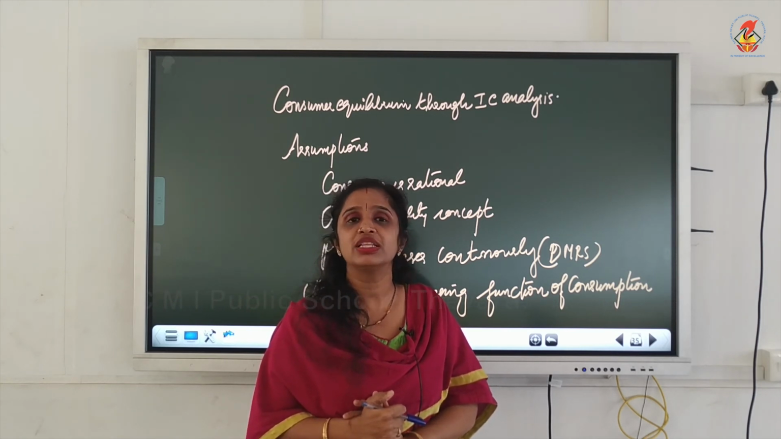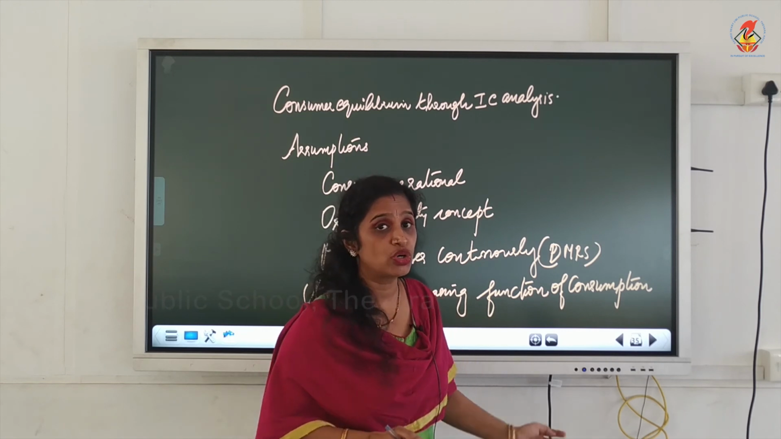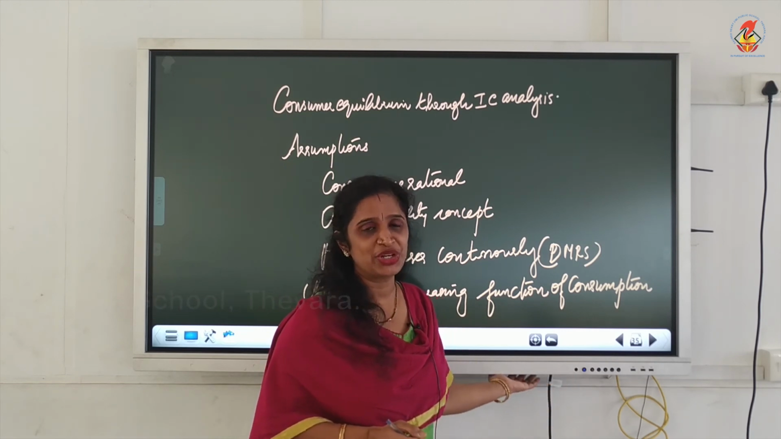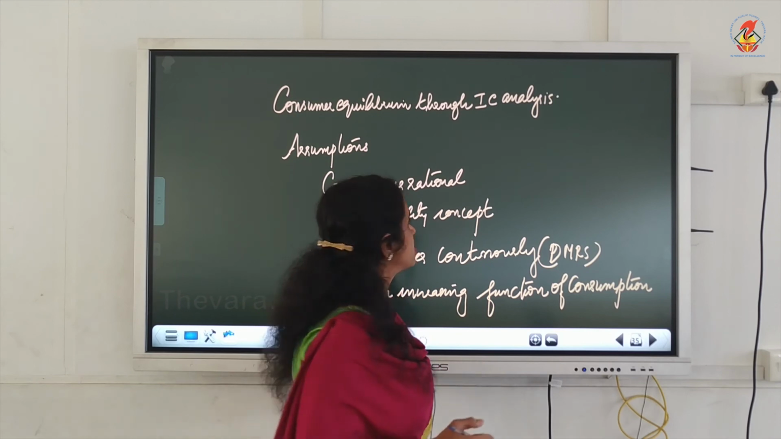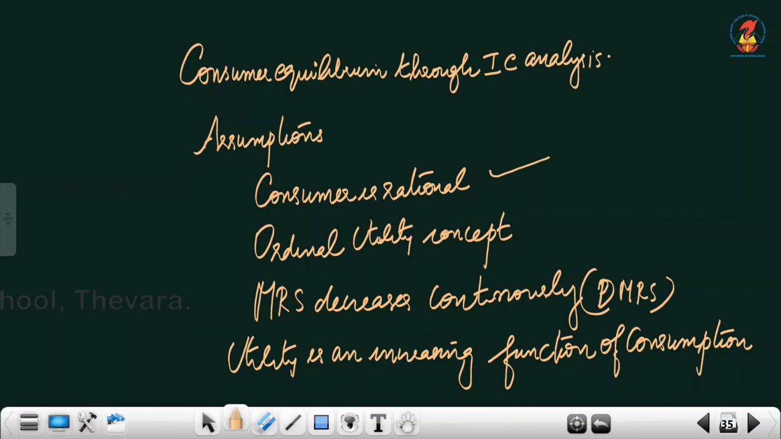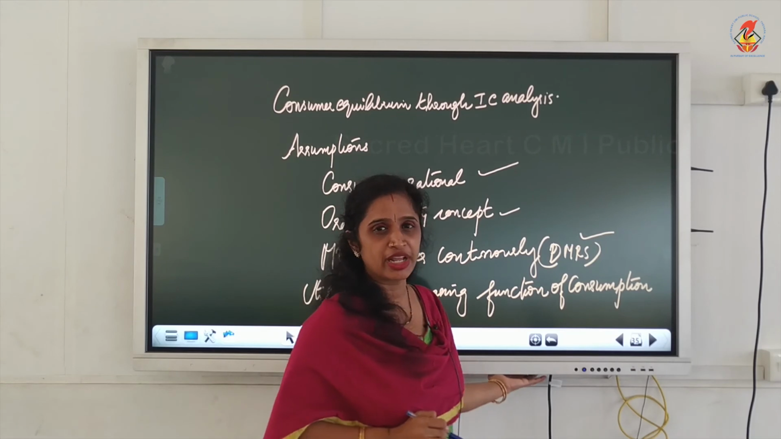For every theory there are assumptions. Let us move on to the consumer equilibrium theory of J.R. Hicks, his assumptions. The consumer is rational, that means he aims at maximum satisfaction. Ordinal utility concept: J.R. Hicks has used the concept of ordinal utility which can be ranked. MRS decreases continuously, DMRS, diminishing marginal rate of substitution.